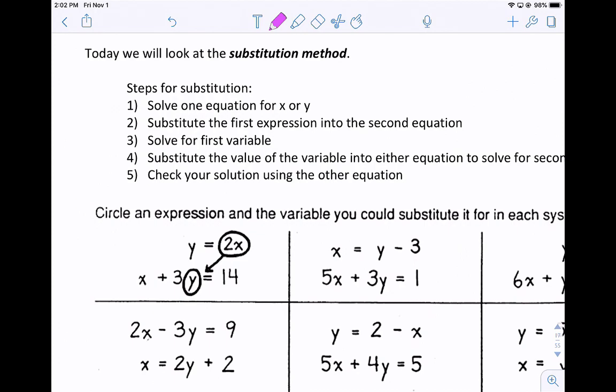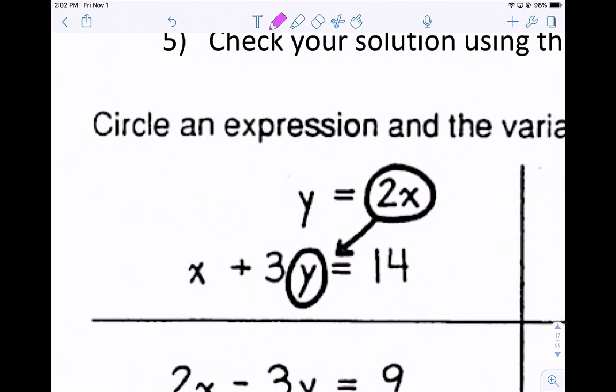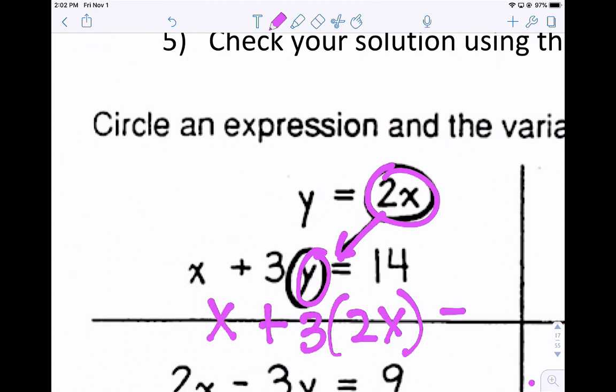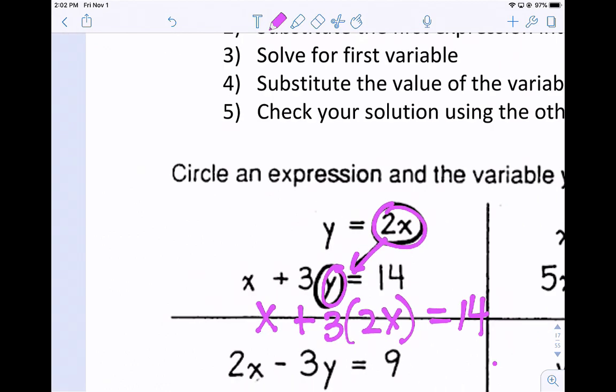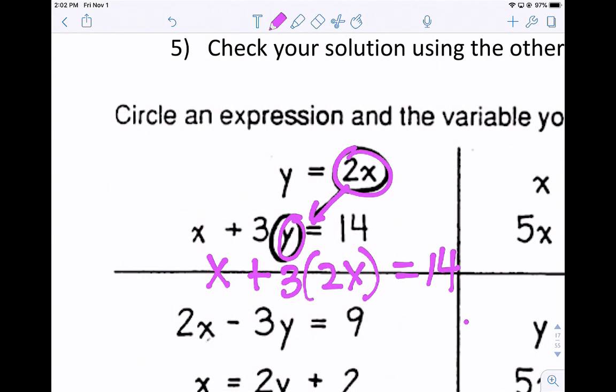So what we're going to do in the first exercise is take a look, is one solved for x or y, and then where would you plug it in? So if you take a look at these 2 equations, instead of graphing, we could say, hey, y equals 2x. So everywhere I see a y, I'm going to plug in a 2x. So if we rewrote this, it looked like this: x plus 3 times 2x equals 14. And then you would have one equation with one variable. You would be able to solve it.